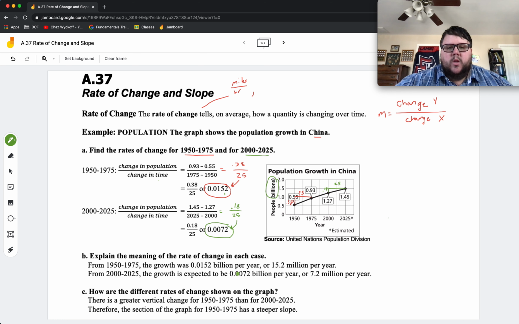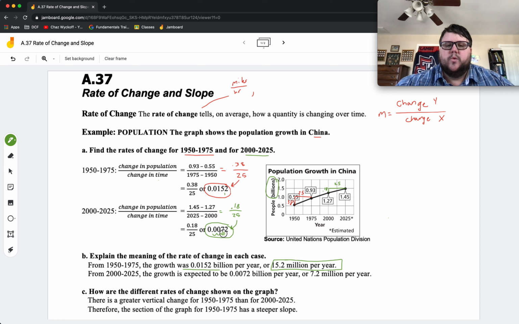So that's what we had. The growth was 0.0152 billion per year, but 0.0152 of a billion is 15.2 million per year. So that was the rate of change. That's a lot of people. Then we looked at the rate of change from 2000 to 2025. It was 0.0072, but remember that's of a billion people, so we had to add 9 zeros.